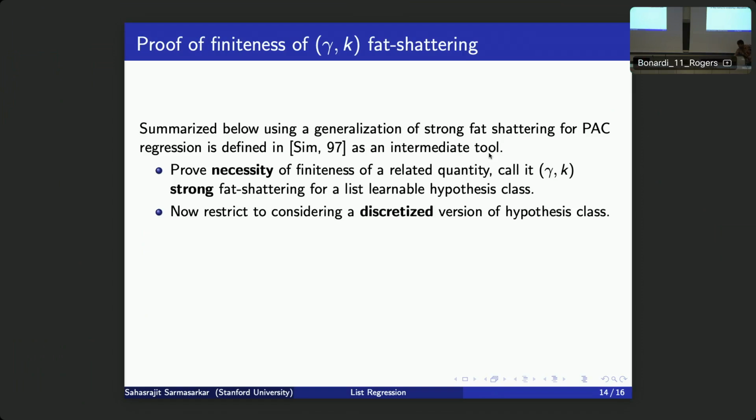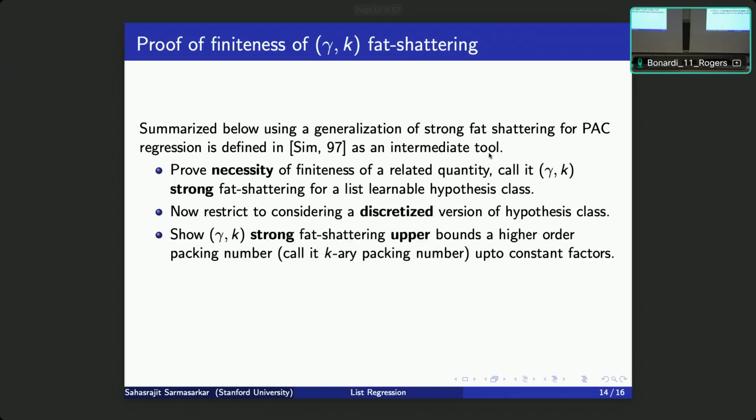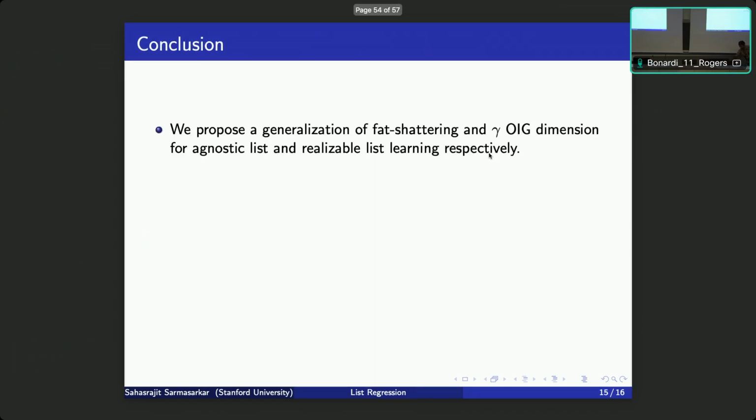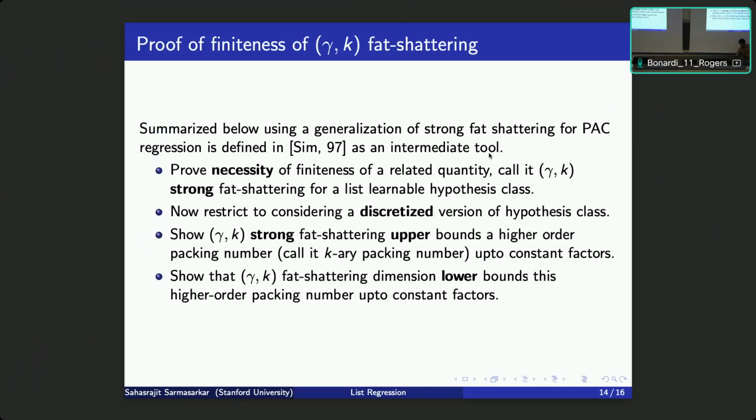Then we consider a discretized version. We then show that the gamma k strong fat shattering upper bounds a higher order packing number, which we are not formally defining for lack of time, up to constant factors. And then we finally show that this gamma k fat shattering lower bounds the higher order packing number. And this basically concludes the proof showing it's finite.